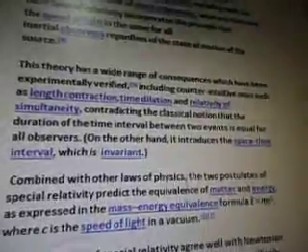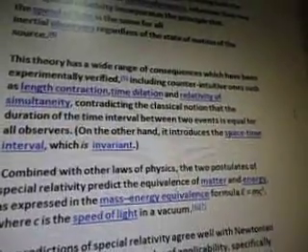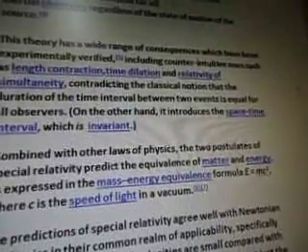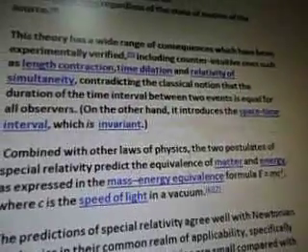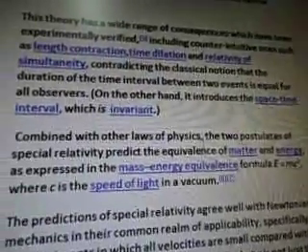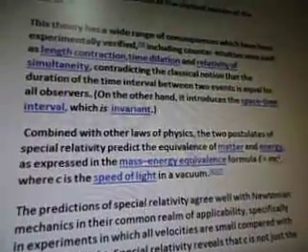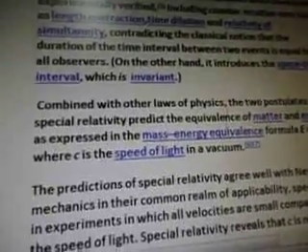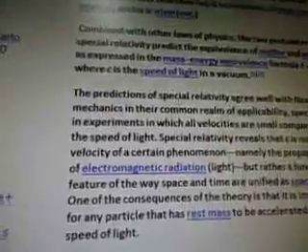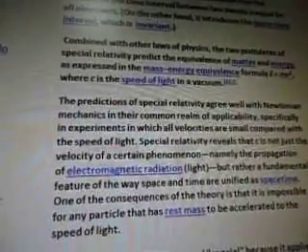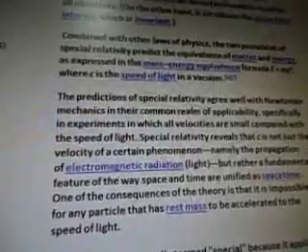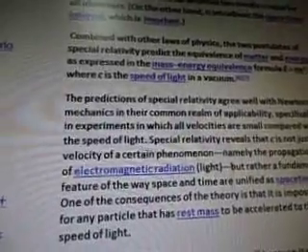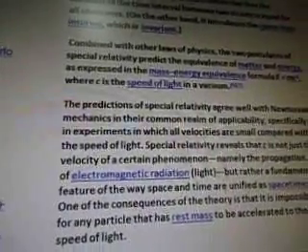This theory has a wide range of consequences which have been experimentally verified, including counterintuitive ones such as length contraction, time dilation, and the relativity of simultaneity, contradicting the classical notion that the duration of the time interval between two events is equal for all observers. On the other hand, it introduces the space-time interval, which is invariant. Combined with other laws of physics, the two postulates of special relativity predict the equivalence of matter and energy, as expressed in the mass-energy equivalence formula E equals mc squared, where c is the speed of light in a vacuum.